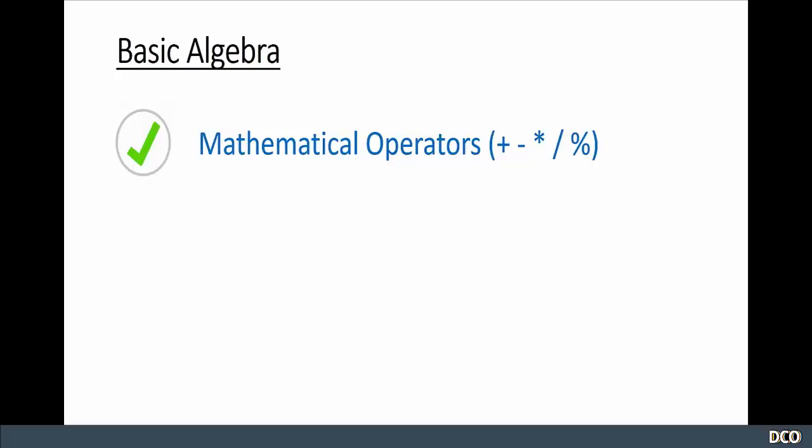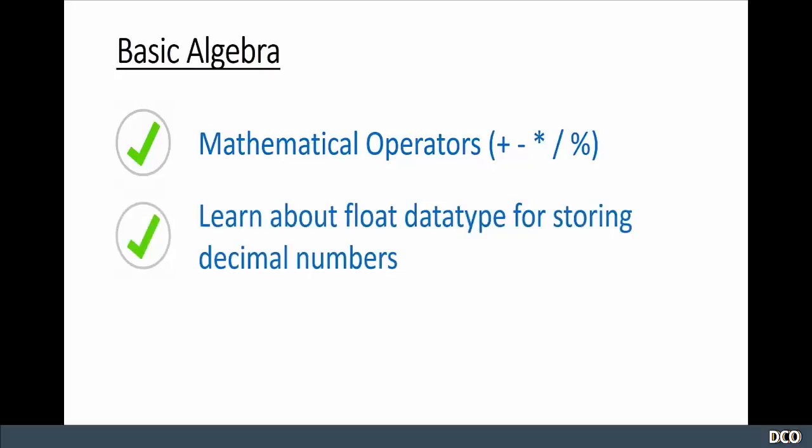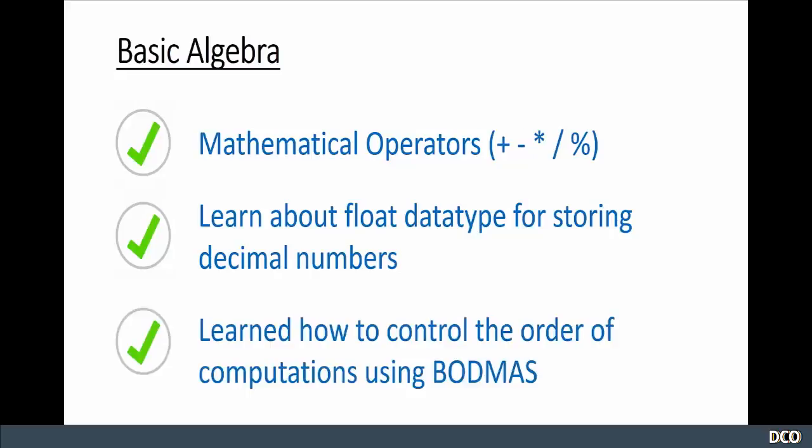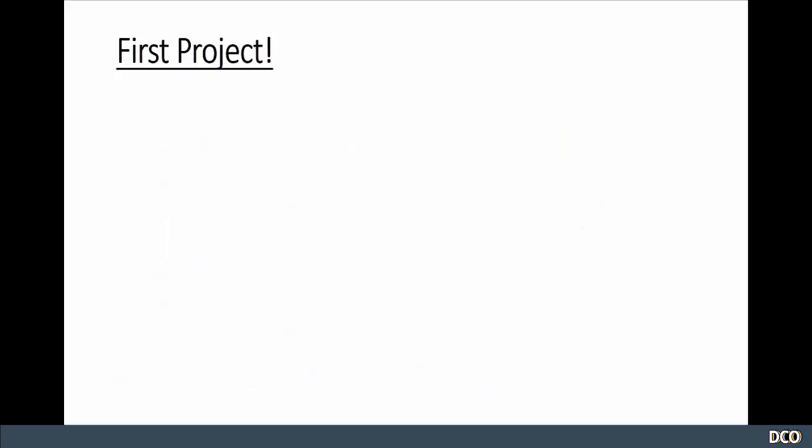We then introduced what a float actually was, and we learned that floats are just a data type for storing decimal numbers, which are very useful and they come up all the time. You also learned how to control the order of the computations and how Python works out an answer using the BODMAS system, which is how mathematical operations work. And it's going to stop you getting loads of errors.